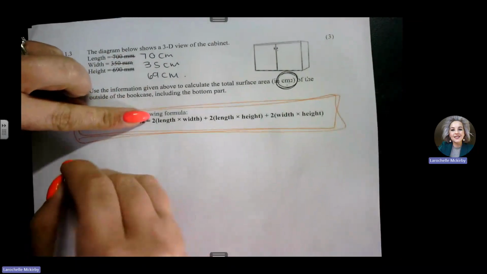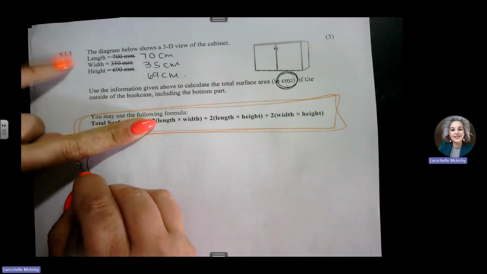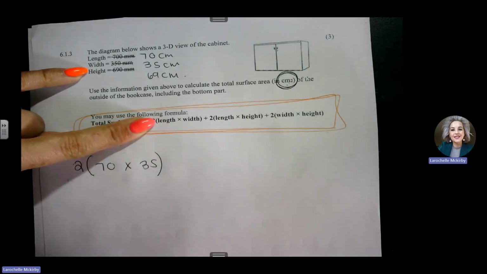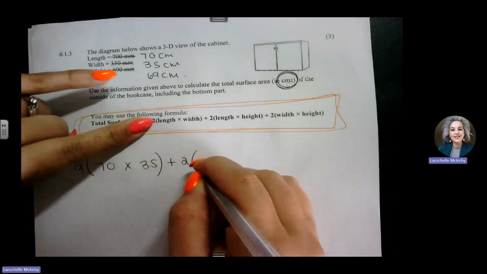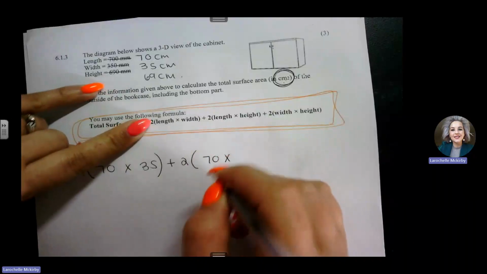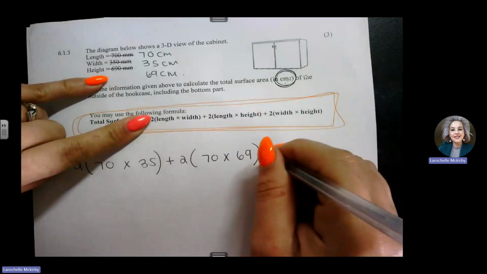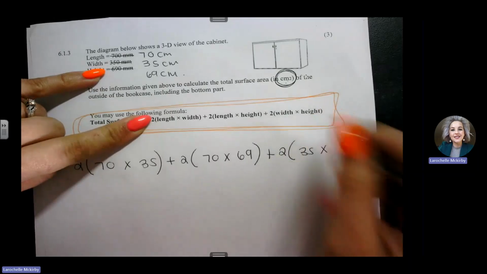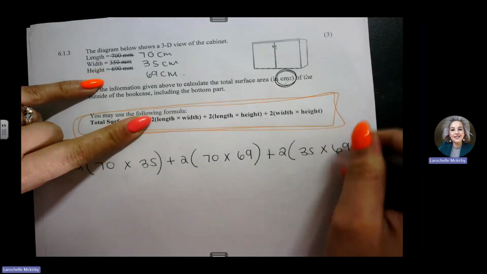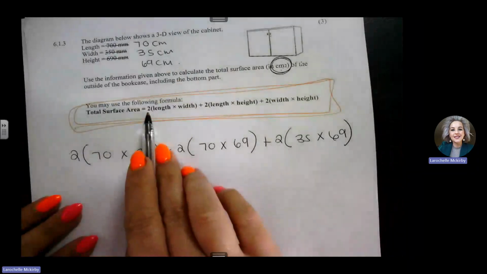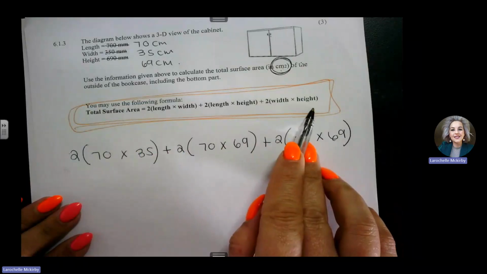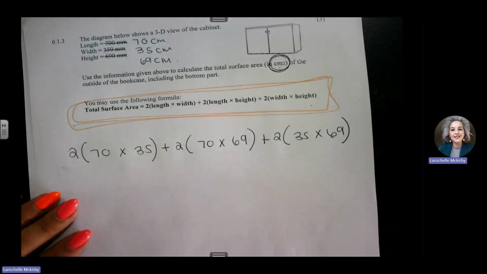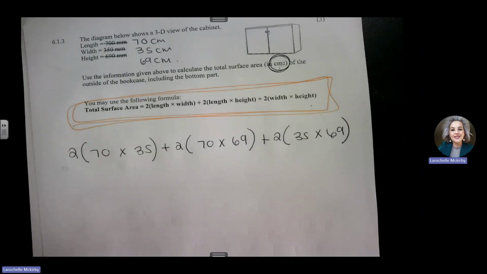We are following the formula: bracket the length 70, multiply by the width 35, close the bracket. Add 2, open the bracket, length 70, multiply height 69, close the bracket. Add 2, the width 35, multiply the height 69, close. Do you see? The formula looks exactly the same after I have substituted it with the correct values. You must really concentrate when you are doing that.